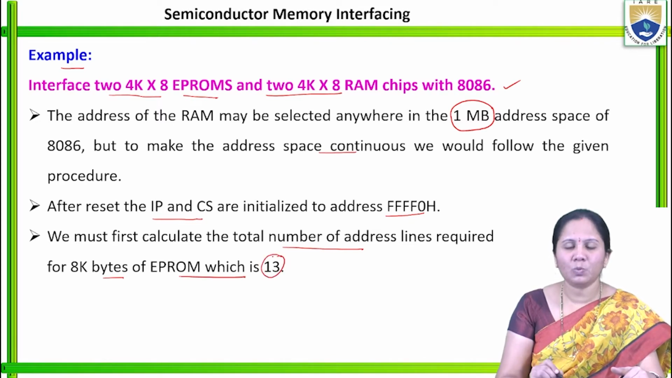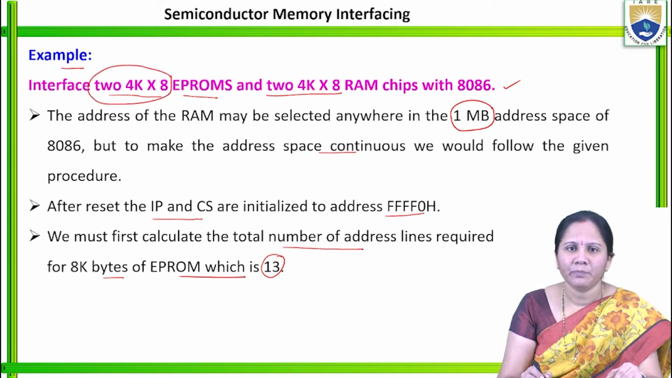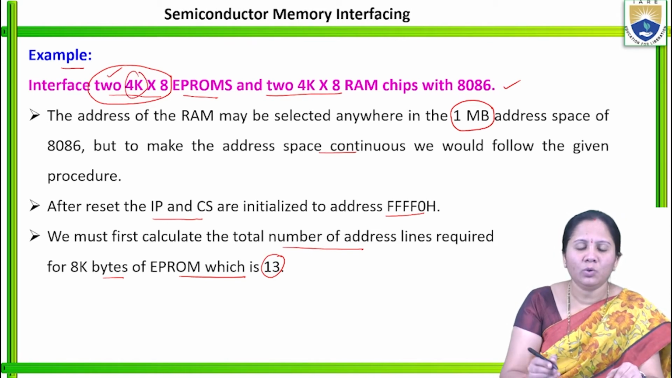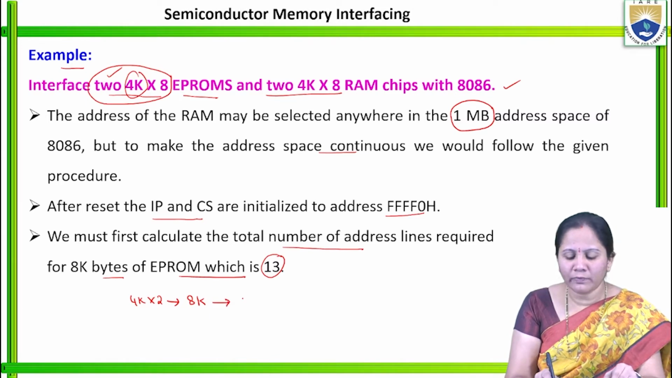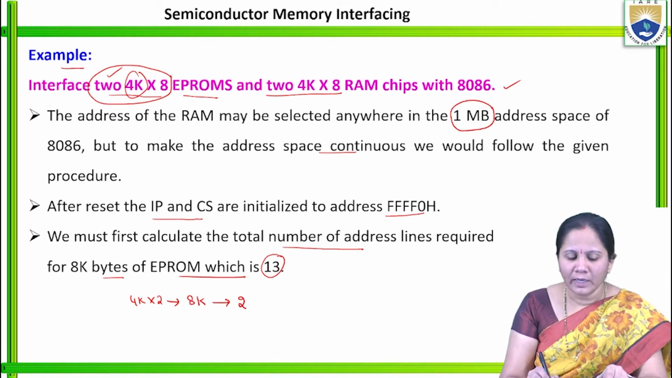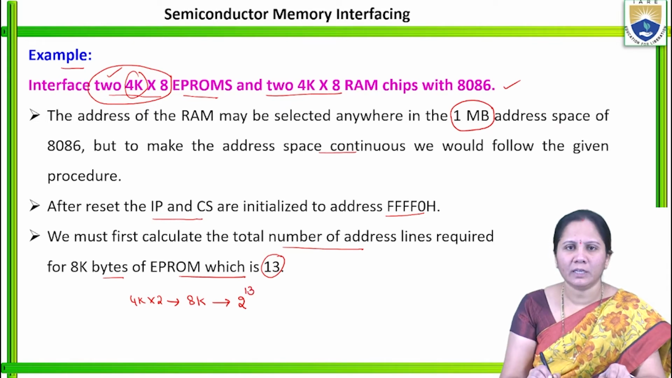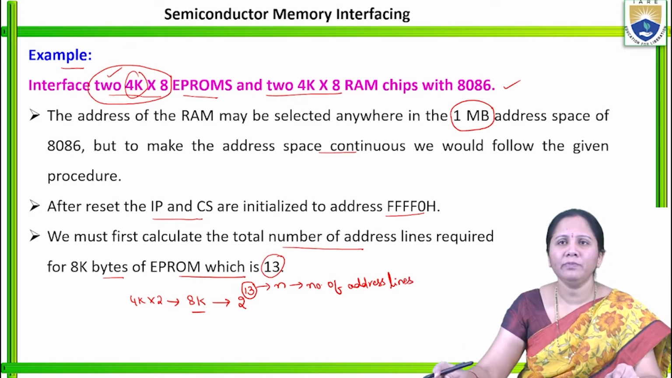The number of address lines will be 13. How do you get this? First, there are two 4K by 8 ROMs, so 4K into 2 gives us the value 8K. You have to write the value of 8K in terms of 2 power, and 2 power 13 is 8K. So this 13 is n, and this n value represents the number of address lines.